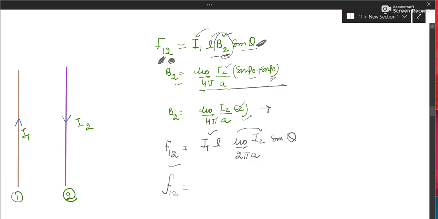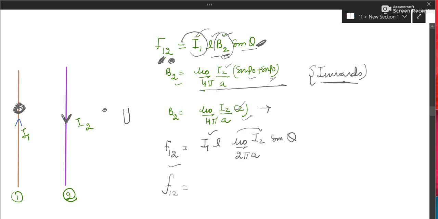For direction of B2, you have to go to this, I2. Keep your right hand thumb along this, and make the curls of the right hand reach here. So when you see, it will go into the plane of paper. So it is inwards, towards the floor. So B2 is inwards, right?